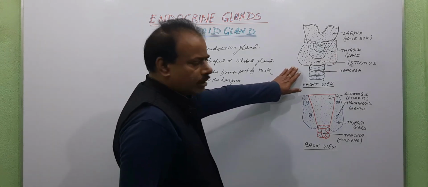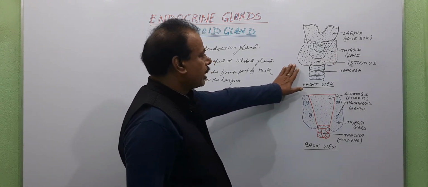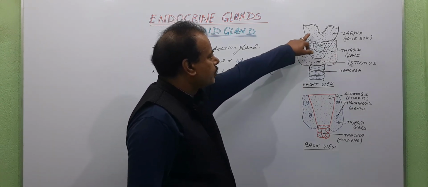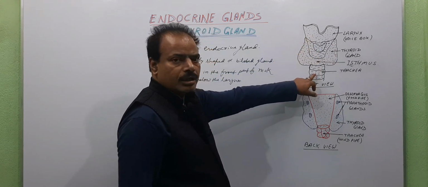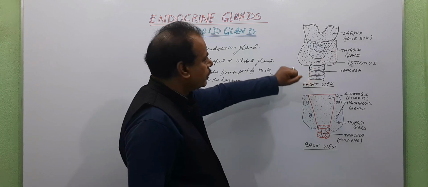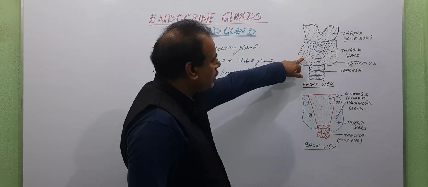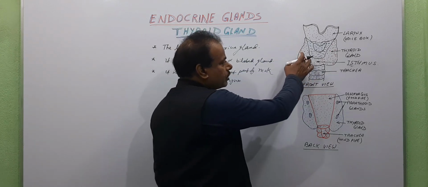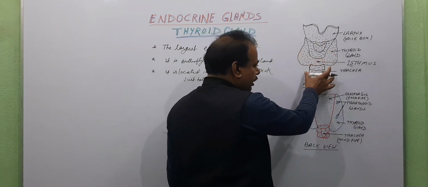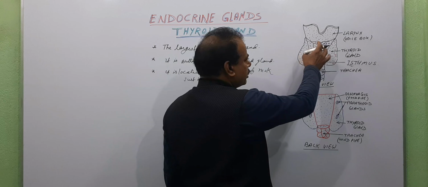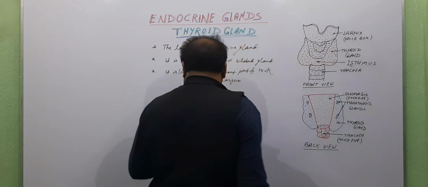So here we can see the front view of thyroid gland. This one is the larynx, which is also known as voice box, and this one is the trachea, which is also known as windpipe. And this one is thyroid gland. Thyroid gland is located in the front part of the neck on either side of the trachea, just below the larynx.